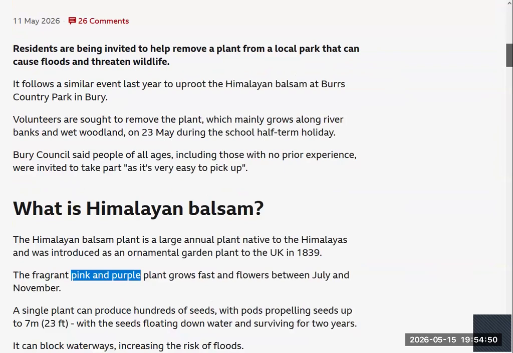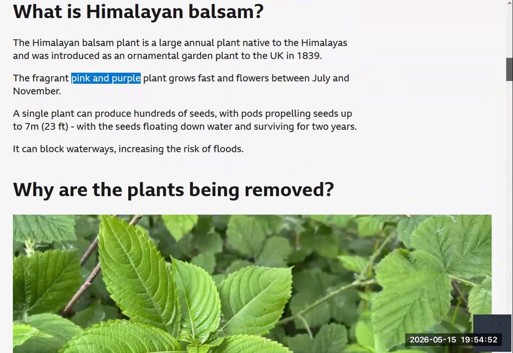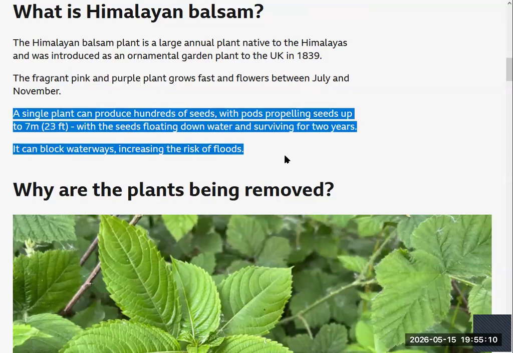Okay, so let's scroll back down to where we were. So there we are. We saw the pink and purple flowers up above, and we also now know that they flower between July and November, which is very late in the year, isn't it? Okay. Let me read the next couple of bits and ask any questions there too.